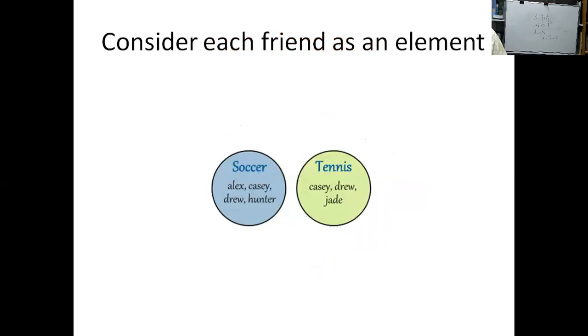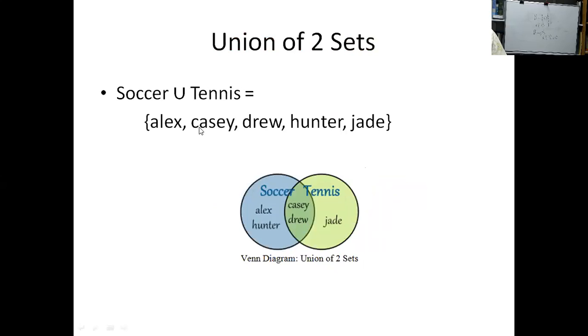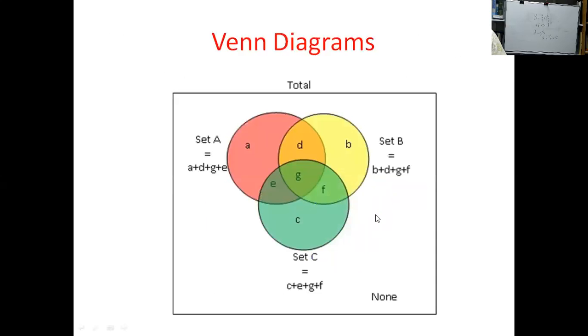Now, for example, consider each friend as an element. You have a team that plays soccer, another team plays tennis. The soccer team has Alex, Casey, Drew, and Hunter. Tennis, Casey, Drew, and Jade. Okay? So we have two sets. The union will be all of them together: Alex, Casey, Drew, Hunter, and Jade, all 5 of them. This is a Venn diagram. It's a total of all. The Venn diagram, you remember here, right here. The total, okay?